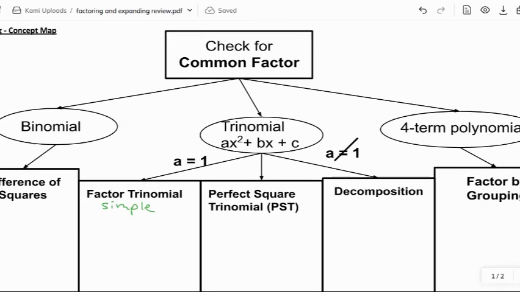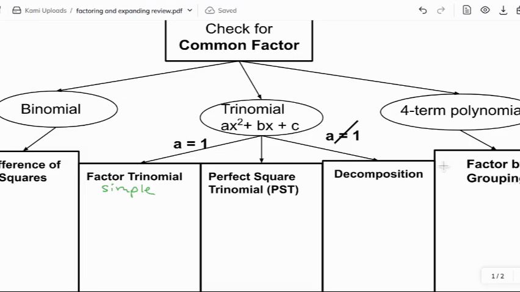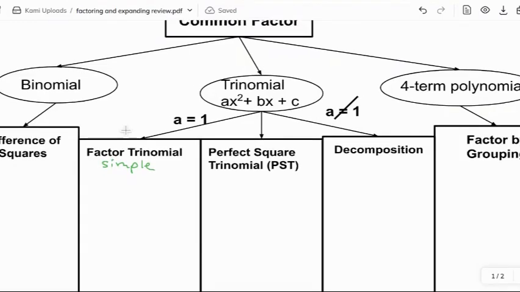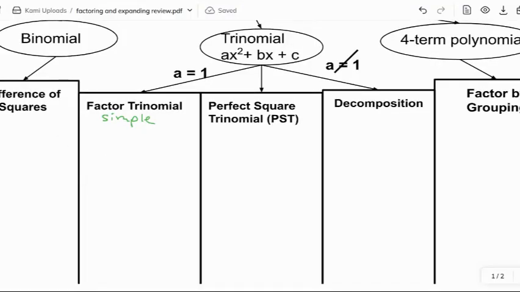Okay, now we have this tree. If I have a binomial, the only method of factoring that is available for me is difference of squares. So let's write some examples. And on your tool sheet, you could write examples of a binomial that will be factored using difference of squares. Okay, you can't actually factor it, but you can write it would be like 9x minus 4. It would be like 16a squared minus 25b squared.